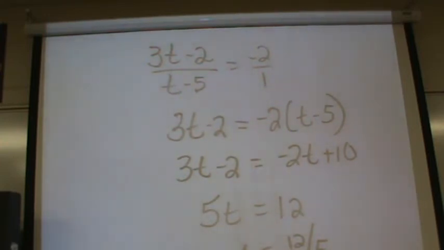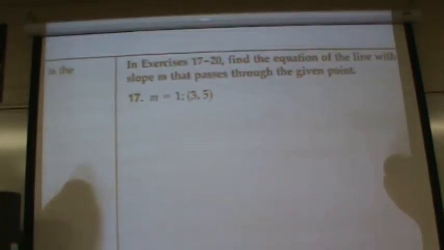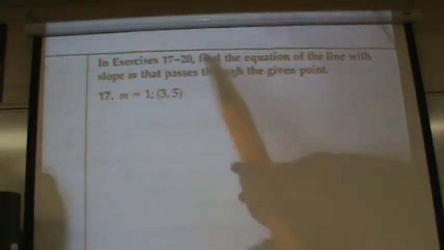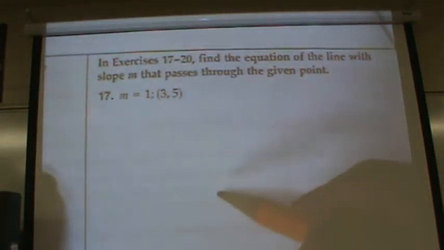Questions? Okay, let's move on. Number 17. This is an easy one. Find the equation of a line with this slope and it passes through this given point.